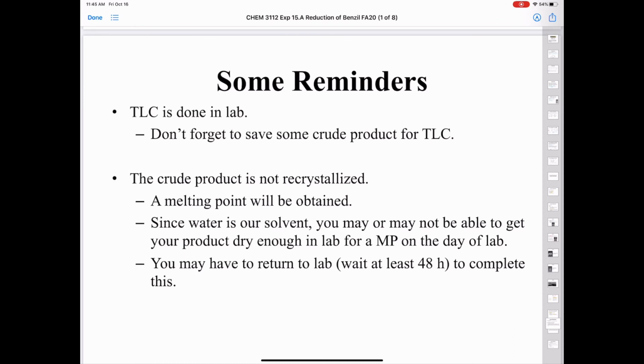Some reminders: the TLC is done in the lab. Don't forget to save some product for the TLC. The crude is not recrystallized. A melting point will be obtained, and since water is your solvent, you may or may not be able to get your product dry enough for the melting point to be done on the day of the lab. You might have to return a couple days later to complete it. Again, your instructor will provide more information about this in the lab.